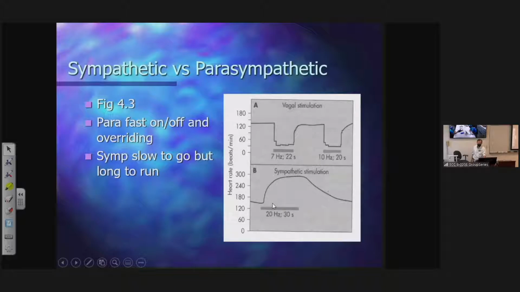So this is like you hit the gas on your car, it accelerates, it's running. You let off the gas, and now you're coasting down the road, and slowly the speed will degrade. So the sympathetic comes on a little slow, goes off a little slow. But the parasympathetic, like the brakes, when they put the 7 cycles per second for 22 seconds here, the rate was here. As soon as they hit the parasympathetic, boom, the rate dropped way down. And as soon as they let off, the rate jumped right back up. So that's just telling you that parasympathetic is very fast acting.